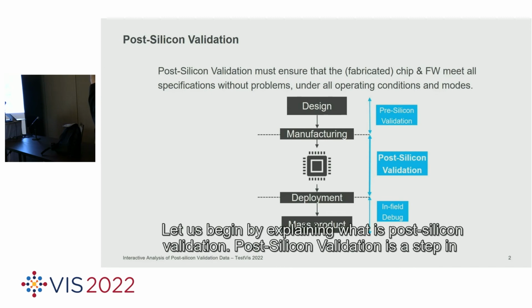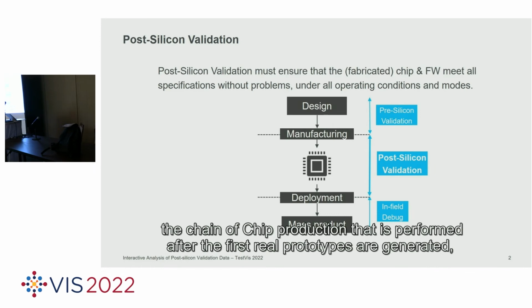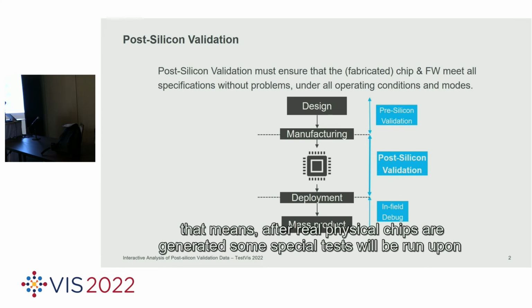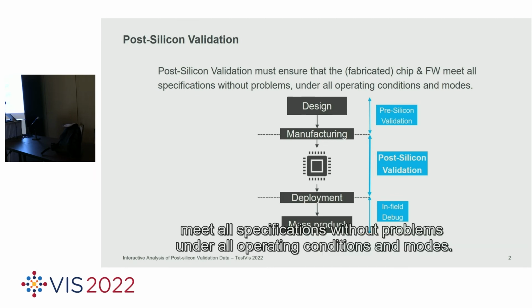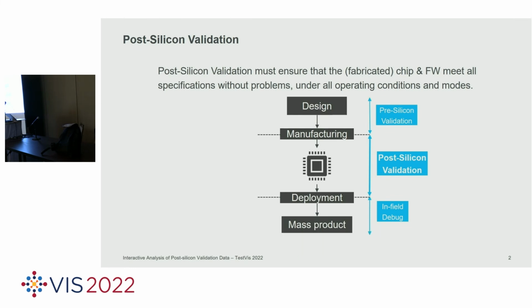Let us begin by explaining what is post-silicon validation. Post-silicon validation is a step in the chain of chip production that is performed after the first real prototypes are generated. That means after real physical chips are generated, some special tests will be run upon those, and post-silicon validation must ensure that the fabricated chips and the firmware meet all of the specifications without problems, under all operating conditions and modes.